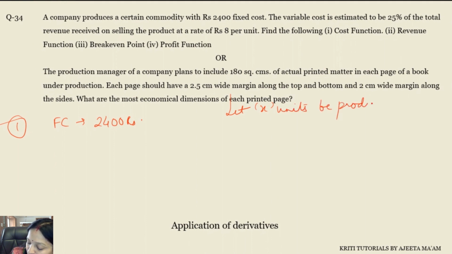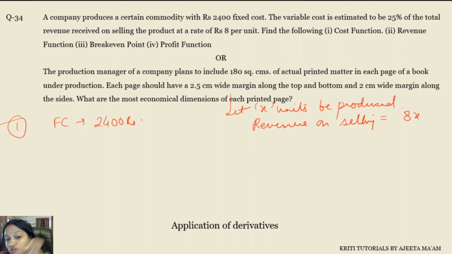तो सेलिंग रेवेन्यू कितना हो गया आपका? करेक्ट. सो रेवेन्यू ऑन सेलिंग कितने पैसे मिलेंगे आपको? 8x. अब वो क्या बोल रहा है कि कॉस्ट फंक्शन क्या है? फिक्स्ड कॉस्ट तो आपको पता है. द अदर पार्ट ऑफ द कॉस्ट फंक्शन क्या है? वेरिएबल कॉस्ट क्या है? 25% ऑफ 8x.